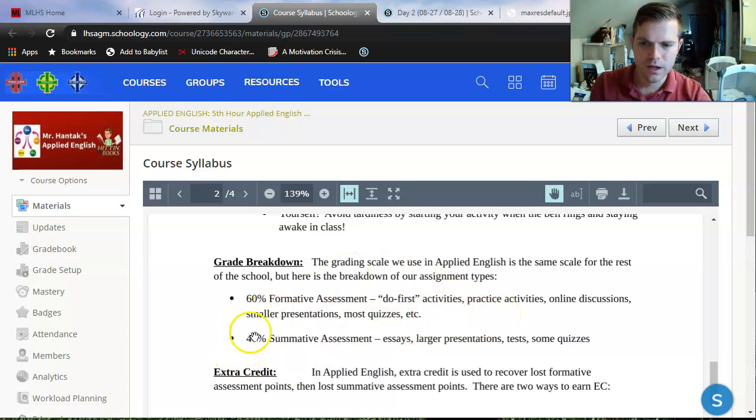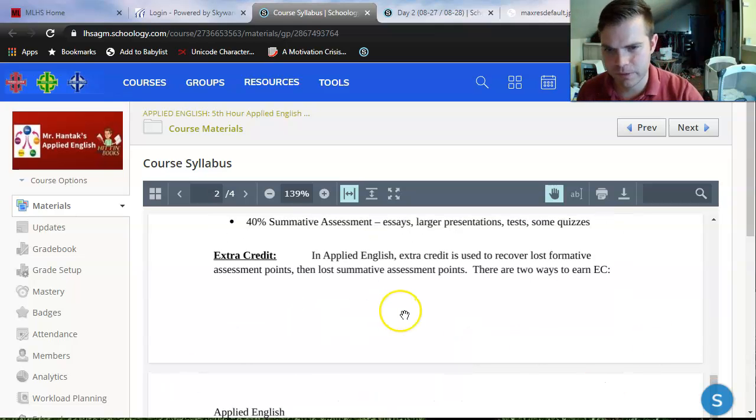The other percentage is summatives, so 40% of the course is based on larger tests of skill, essays, larger presentations, especially in semester 2. Any larger tests, maybe a couple of quizzes will be summatives. Please note that even though there are fewer of these in the gradebook, they are typically larger in their point value. So that 40%, even though it's smaller than 60, is still a pretty sizable chunk of your overall grade in applied. That's why we focus on study skills. I want you to feel ready for tests and presentations and essays.